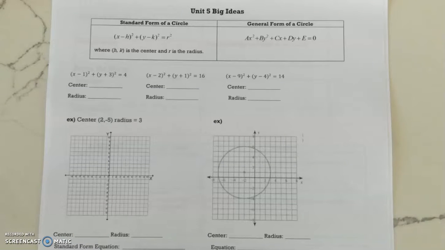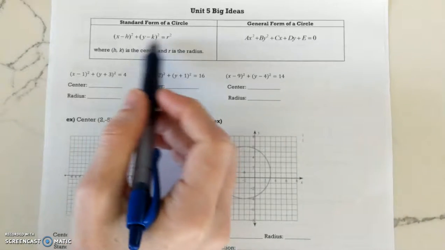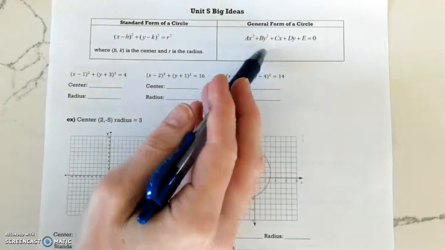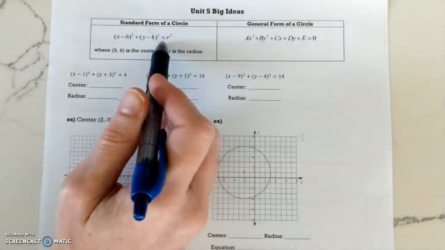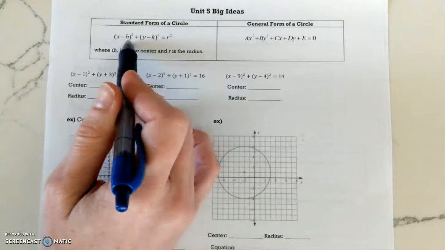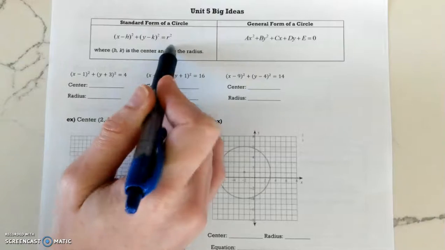All right, Unit 5 is Algebraic Connections to Geometry, so it's got a lot of algebra in it. We start off with standard form and general form of a circle. So here's our standard form of a circle equation, and here is our general form. You'll notice that we can get some more information from the standard form, right? We get the center of the circle and the radius of the circle.